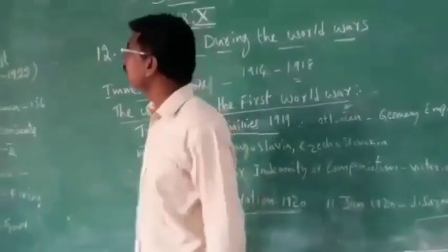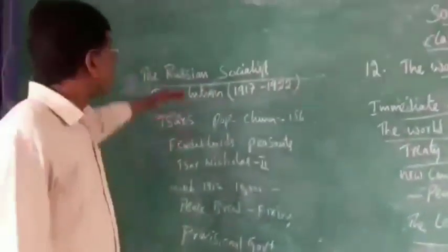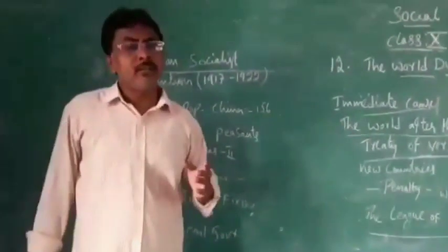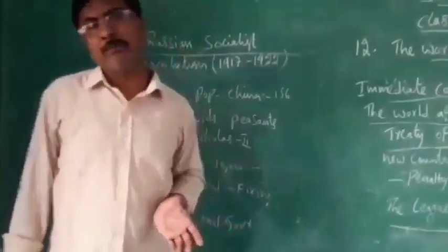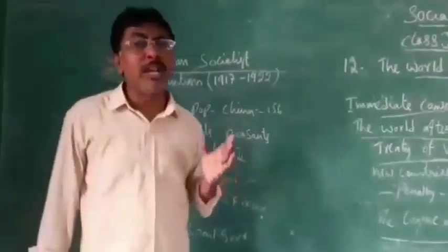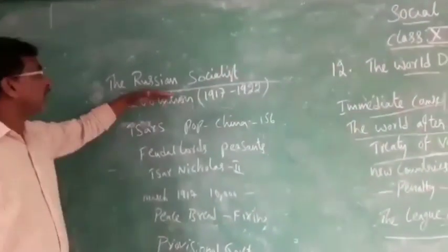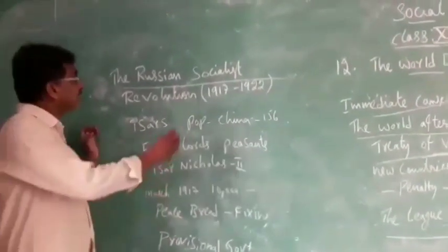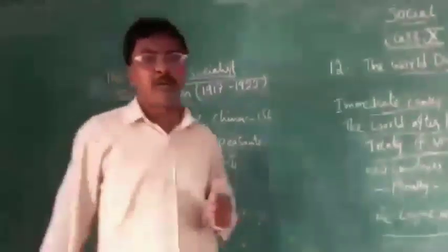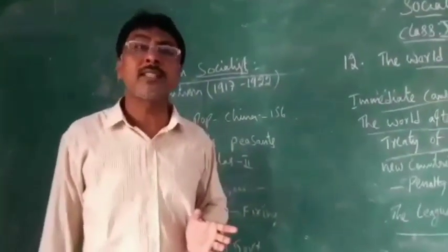And next you see the Russian Revolution. We will discuss the Russian Revolution. Russia, today we call it USSR. What does USSR mean? United Socialist Soviet Russia. Today we call it Russia, and Russia has a socialist government. Socialist means what? Socialist is also called a communist government.